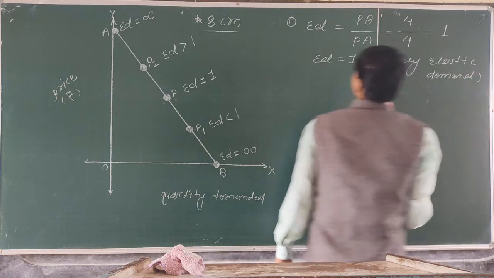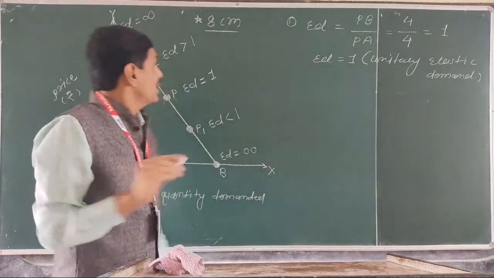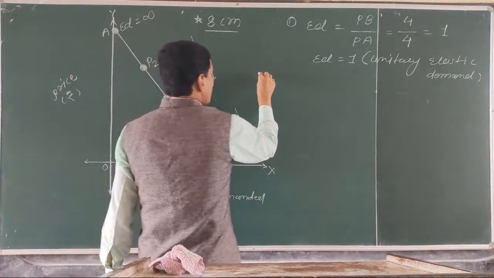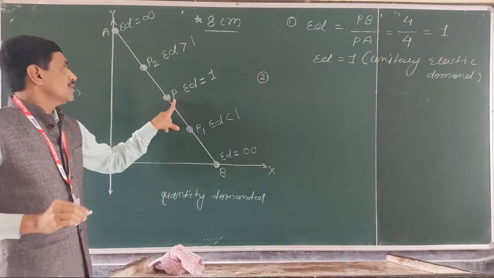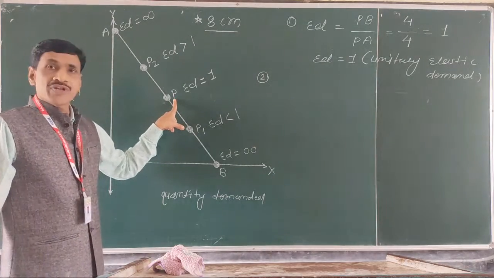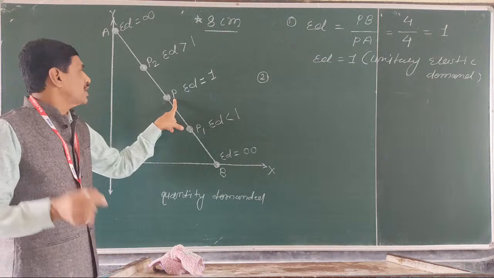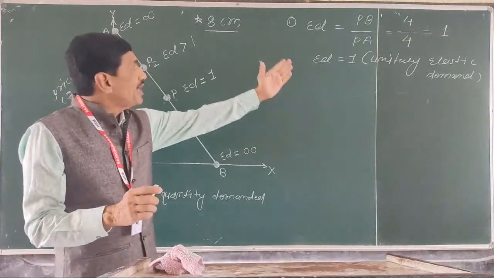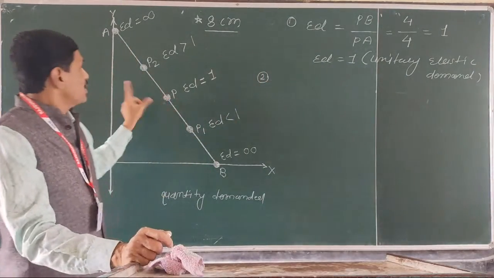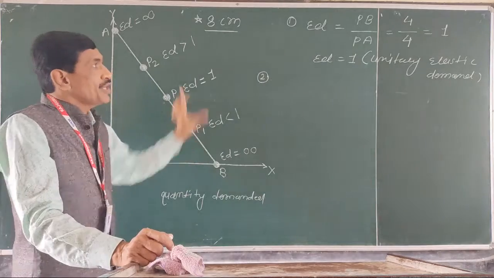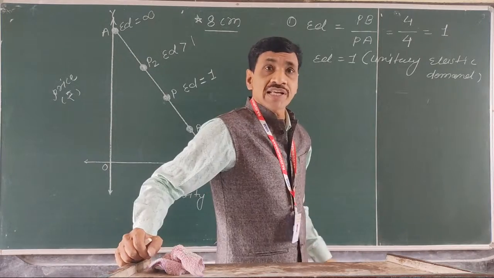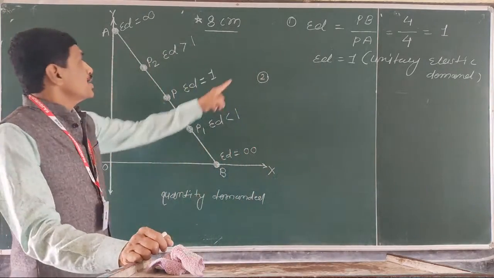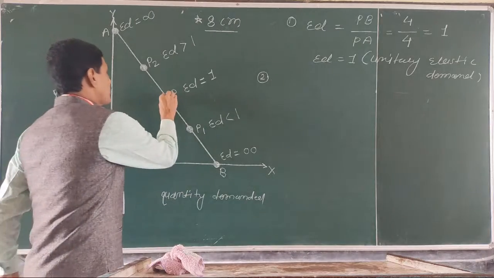It is called the unitary elastic demand. Okay, and then second. So you have finished the measurement of elasticity of demand with the help of the point method. So ED is equal to PB upon PA. Its length 2 plus 2 is 4 length. 4 upon 4 is equal to 1. So ED is equal to 1, unitary elastic demand. So the first is complete.